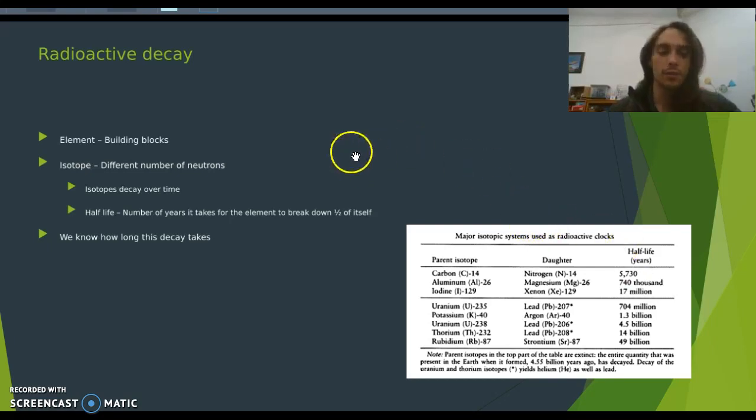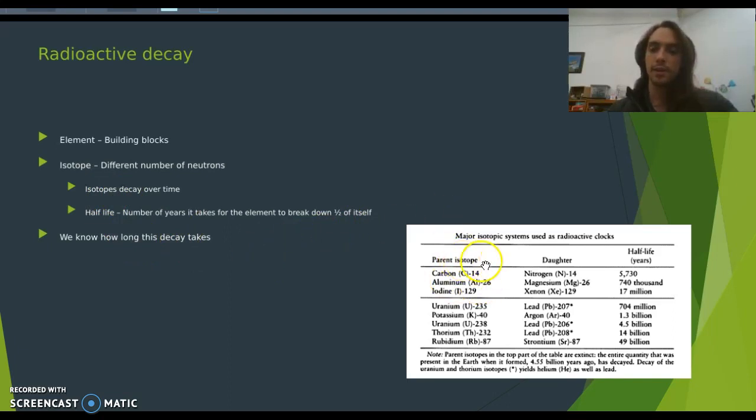So I'll get into it a little more as well. Isotopes decay over time. That's that decay I was telling you about, how our bodies just kind of give off elements. They just decay into other elements, basically, is what's happening. And then the half-life, you know, it's pretty self-explanatory. It's the number of years it takes for an element to break down one half of itself. So that's why we call it the half-life. And so we know how long this decay takes.